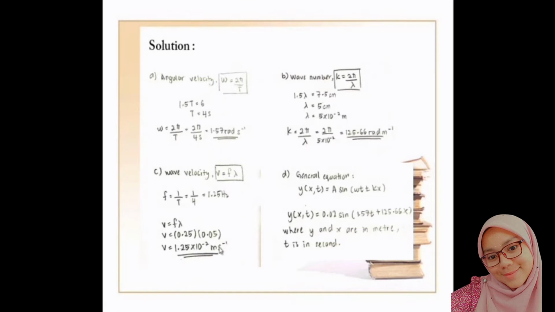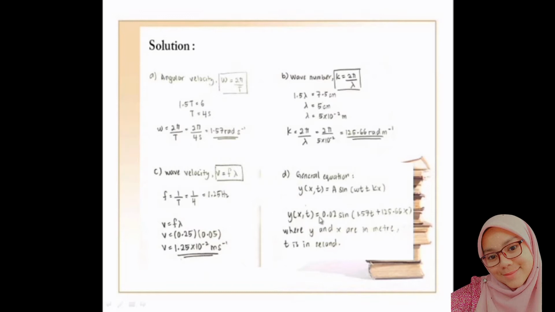Kalau yang B, dia tanya bagi general equation ni kan. So, general equation kita kena ingat. Dia punya general equation macam ni: Y(X, T) is equal to A sin(omega T plus or minus kx). Okay. So, this is the general equation. Ini just substitute je maklumat yang kita dah dapat, yang kita dah kira tadi tu dalam equation ni.